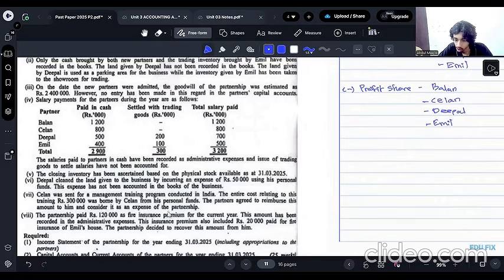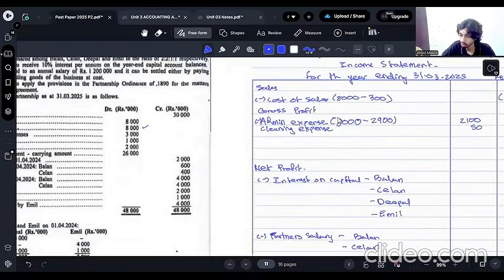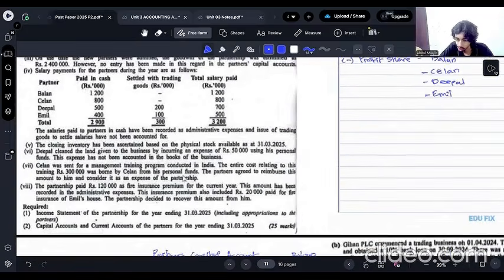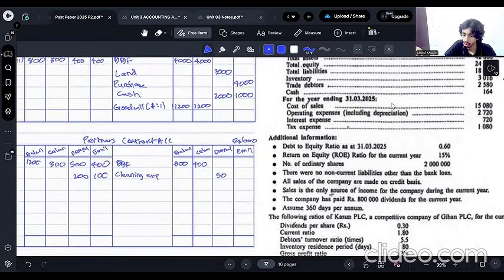Then you have to record it here. Training expense, 300,000. And you're supposed to record it in the current account saying training expense, Sealan 300,000. Okay.